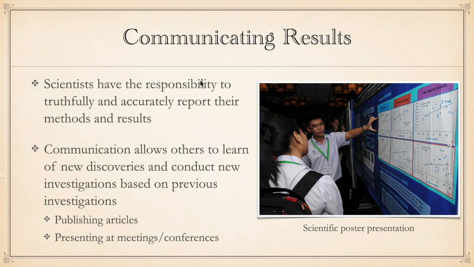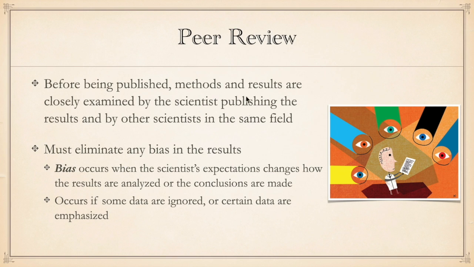Communicating results. So scientists have the responsibility to truthfully and accurately report their methods and results. There's a lot of ethics in science, and basically if people don't follow those ethical rules, they tend to be discredited in the scientific community and they're kind of out of a job. Communication allows others to learn of new discoveries and conduct new investigations based on previous investigations. You have published articles, you have presentations given at meetings or conferences, you can have scientific posters such as this one over here. So there are different ways that data get communicated to people.